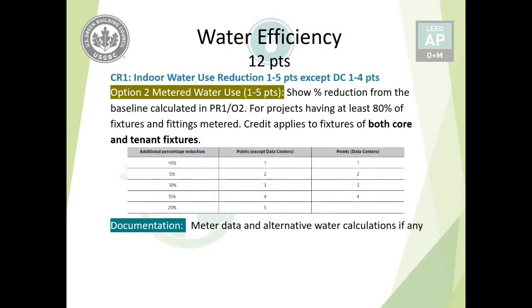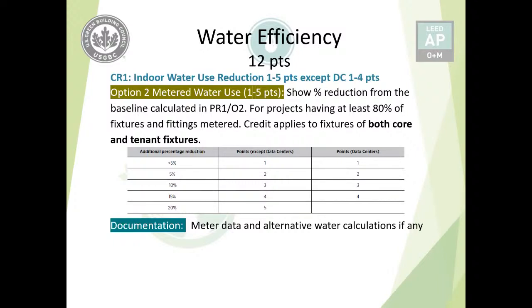The last option was dealing with prerequisite option number one, and this option number two is the continuation of option number two of the prerequisite. So here we have the baseline, which was established in a 1 year recording period, and we have to show a percentage reduction from that baseline. At least 80% of the fixtures and fittings are to be metered, and this credit also emphasizes that it covers both core and tenant fixtures. So anyone on lease or rented also has to be calculated in this fixture use.